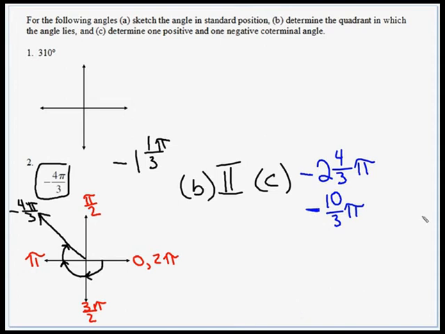And now for the positive. We're going to start here at the same initial side, but go in the positive direction until we hit that same terminal side. A circle has 2 pi radians to go around. We've used up 1 1/3, just ignoring the sign. 2 minus 1 1/3 is 2/3, and we're talking in pi radians units. So our negative coterminal angle is negative 10/3 pi, and the positive one is 2/3 pi.